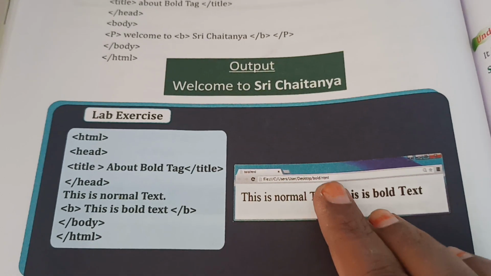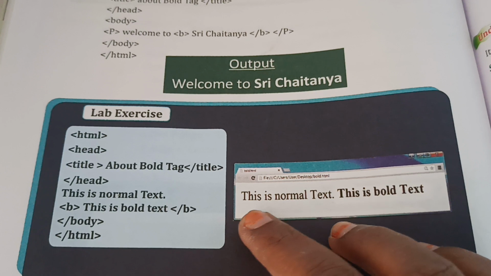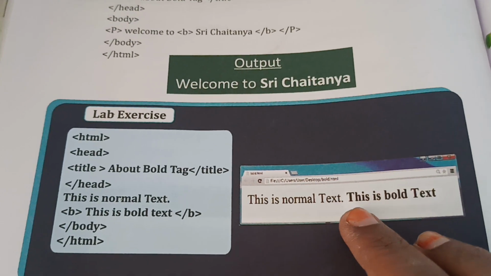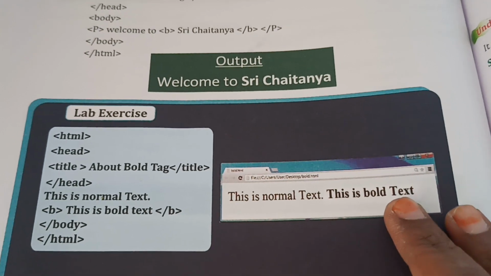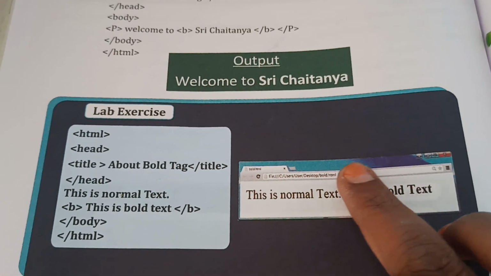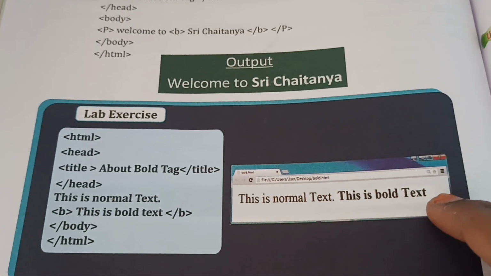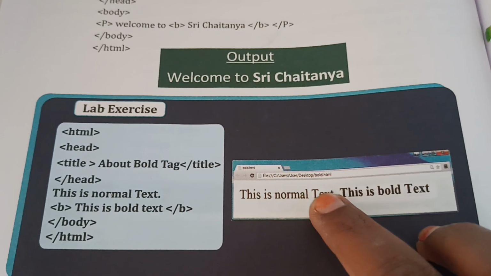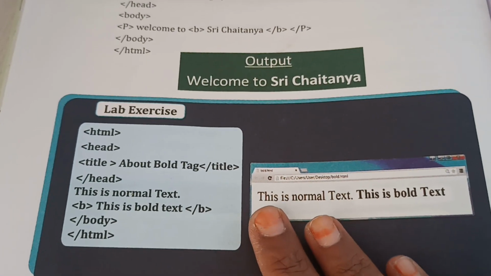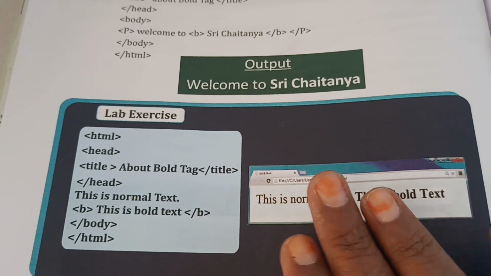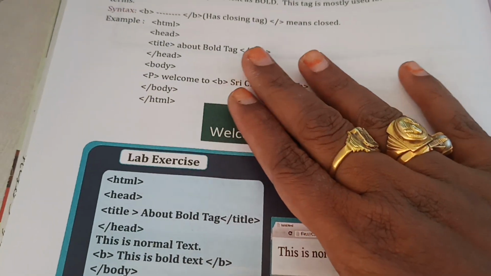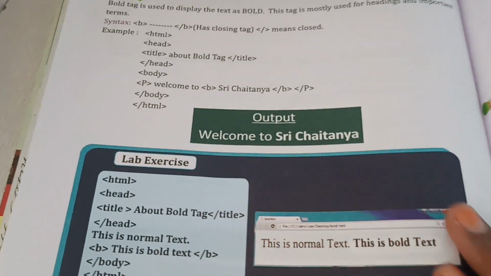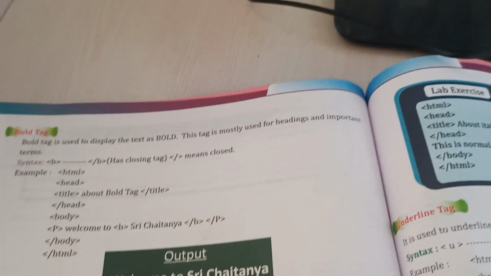It is completely normal text that is displayed. Where the bold was started, this is the bold text. Those are completely thick letters. We observe very thick letters in this one. This is the normal letters. So you can observe both of these using the practical programs. Okay, now let's see the first program.